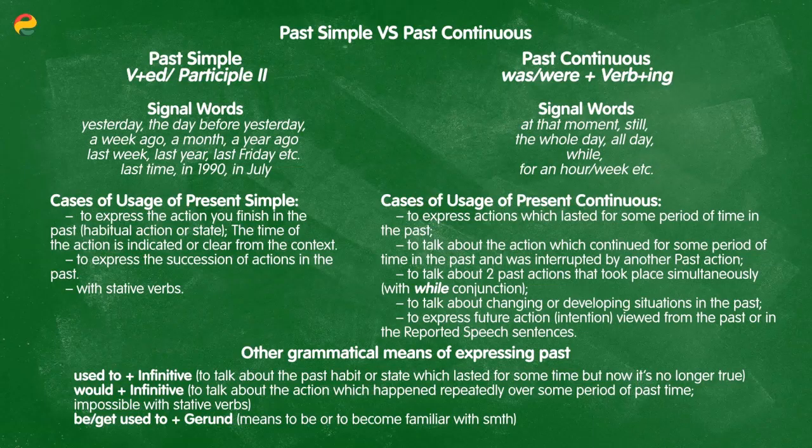So, to sum up today, we've discussed three forms of talking about the past. We've discussed the past simple tense, the past continuous tense, as well as a small set of three grammatical forms to discuss the past. So now let's review everything by looking at the table.